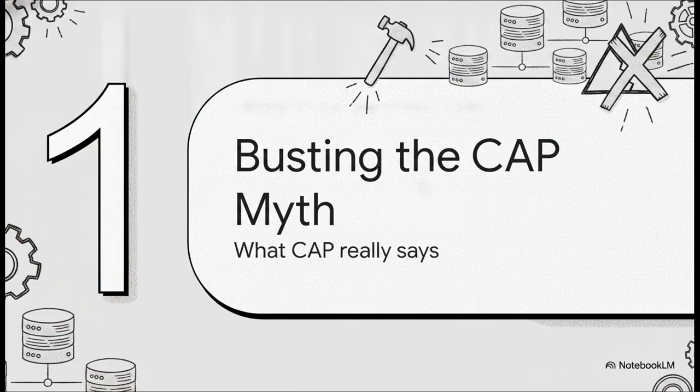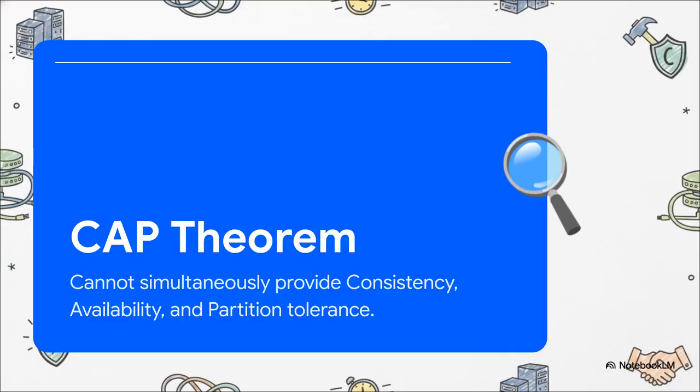Let's start by looking at what CAP actually says, and why the way we usually talk about it is just fundamentally flawed. Formulated by Eric Brewer way back in the year 2000, CAP defines 3 properties. Consistency, which means all nodes see the exact same data at the same time. Availability, meaning every request gets a response. And partition tolerance, which means the system keeps running even if network links drop. The theorem highlights the impossible choices we face when a network link breaks between replicated database nodes.